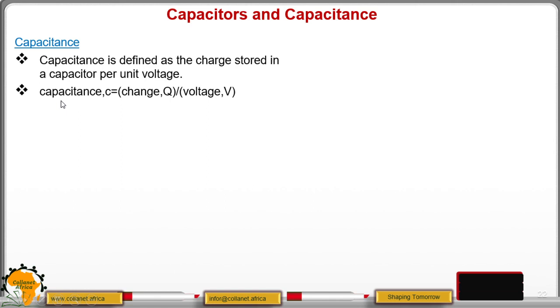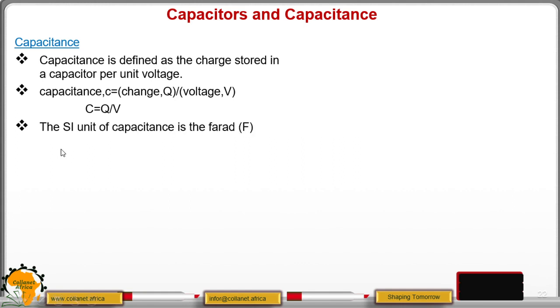So here we can say that capacitance C is equal to charge Q over voltage. That is mathematically, C is equal to Q over V. From this formula, we can make V the subject of the formula as well as Q the subject of the formula. So Q will be CV, and if you want V, it will be Q over C.